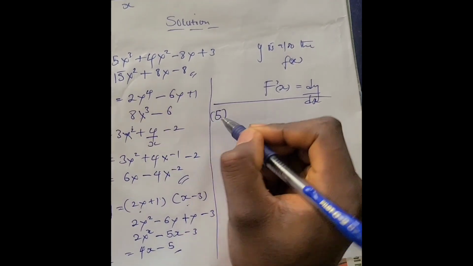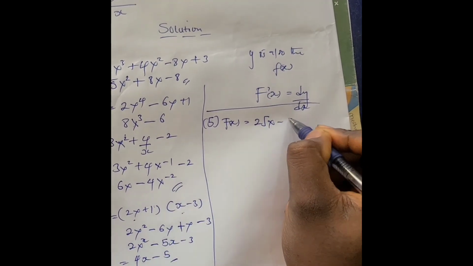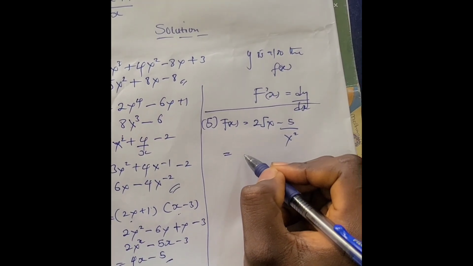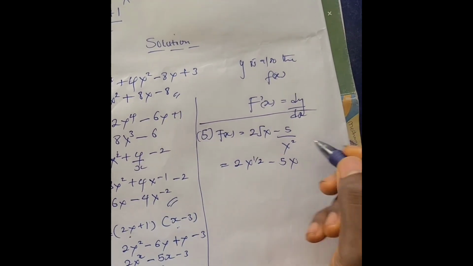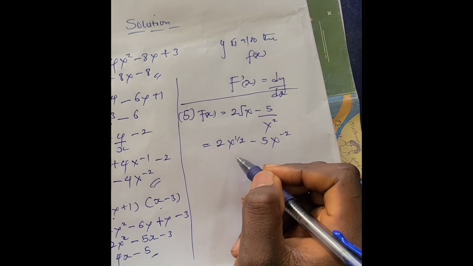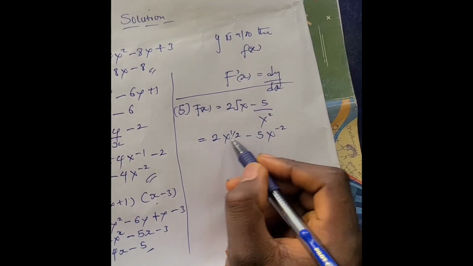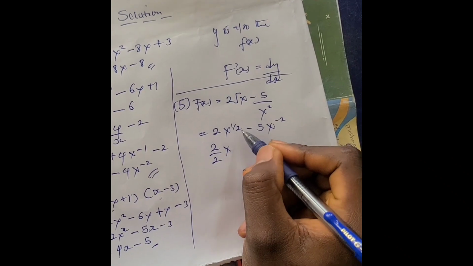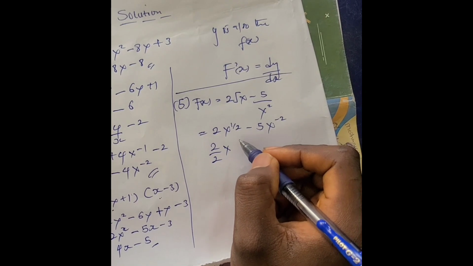So let's attempt question 5. It says f of x equals 2 square root of x minus 5 all over x squared, right? So we have that this involves indices: 2x to the half minus 5. When x comes up, it will become x to the minus 2. So when you multiply 2 with half, you have that 2 all over 2 x, right? And when you subtract 1 from half, what will you have? We have half, right?